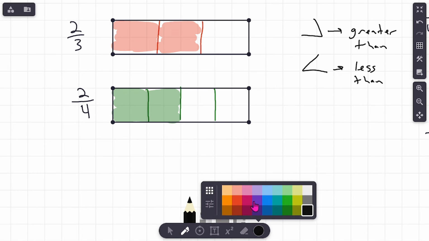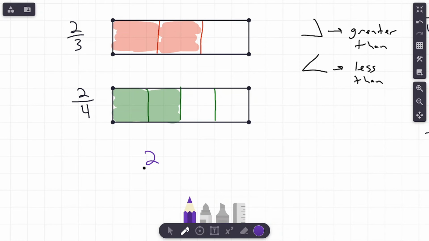Now let's compare these two. So let's write them out here. The top fraction was 2/3, and the bottom fraction was 2/4. Now, another symbol that we could use is this symbol here. Does anybody know what that symbol means? You've seen it since kindergarten. That means equals. Those are really the three symbols you're going to worry about right now. There are more in the future, but right now those are the only three we need to focus on. So, is 2/3 greater than 2/4? Is 2/3 less than 2/4? Or is 2/3 equal to 2/4?